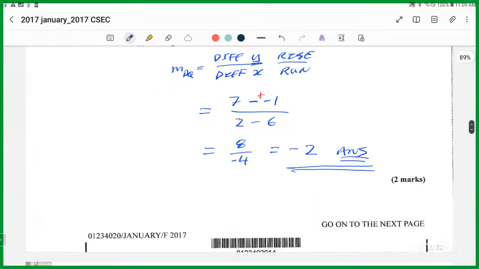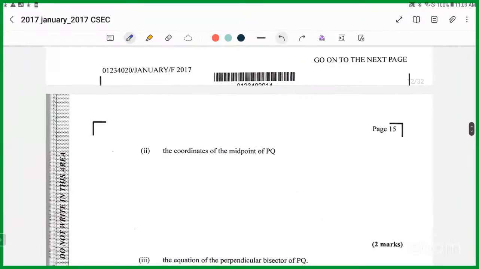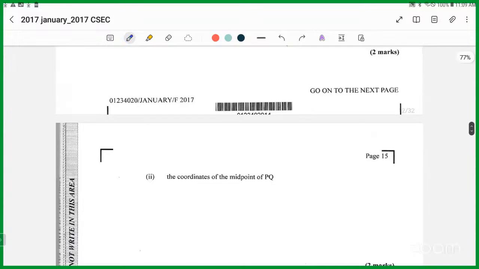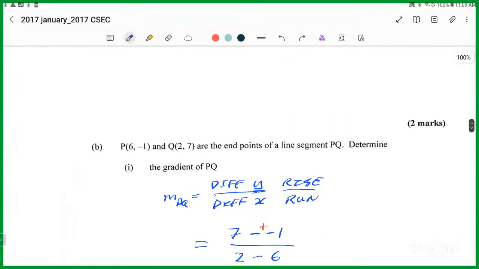The next part wants the coordinates of the midpoint of PQ. Remember, midpoint is like an average point. Just remember that. That's an easy way to remember how you find the midpoint. Let me write down these coordinates and carry them on to the next page. 2, 7.